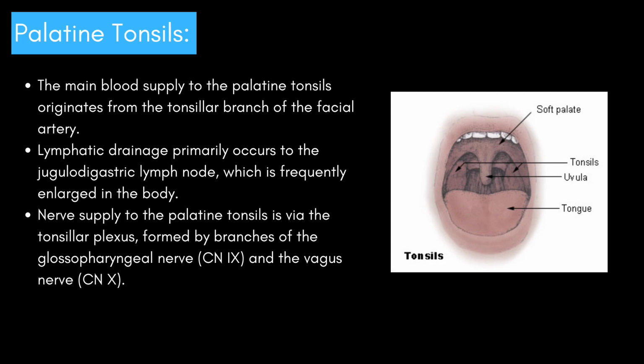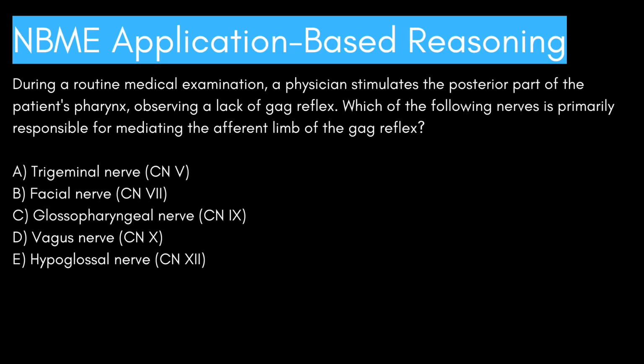All right, guys, now that we have covered all of the content, let's go ahead and take a look at some questions to review the knowledge you have gained so far. During a routine medical examination, a physician stimulates the posterior part of the patient's pharynx, observing a lack of gag reflex. Which of the following nerves is primarily responsible for mediating the afferent limb of the gag reflex?